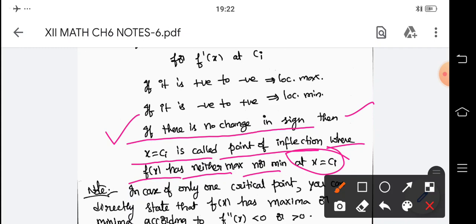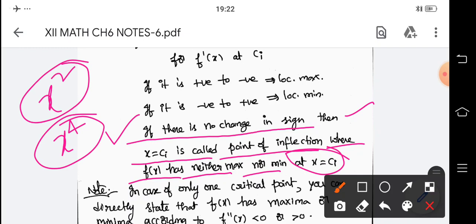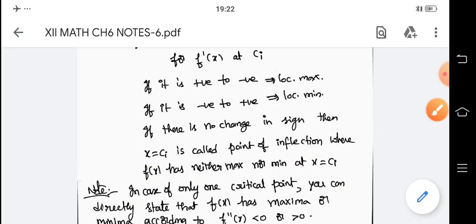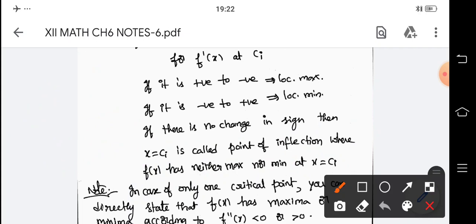Hope you got it. So no sign change means it may be like x square or x power 4 format. That time the sign change will not be there. In f double dash of x, x square, x power 4 will be there. That time there is no sign change, because the squares and power 4s will have positives only. Okay, there is no sign change. So then you can say that it is a point of inflection where f of x has neither maximum nor minimum.